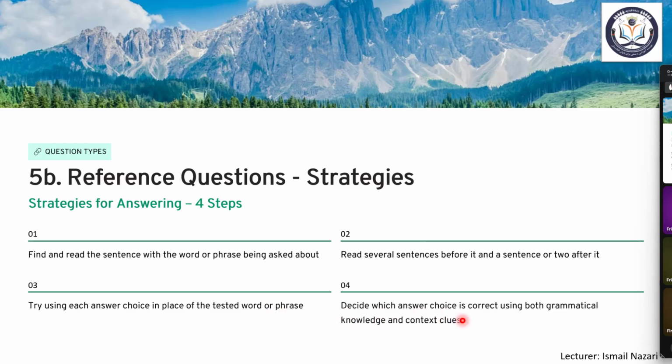And finally, decide which answer choice is correct using both grammatical knowledge and context clues. Check grammatically and check based on the context. If that would be the correct choice after logical replacement and checking, you can go to the next question.